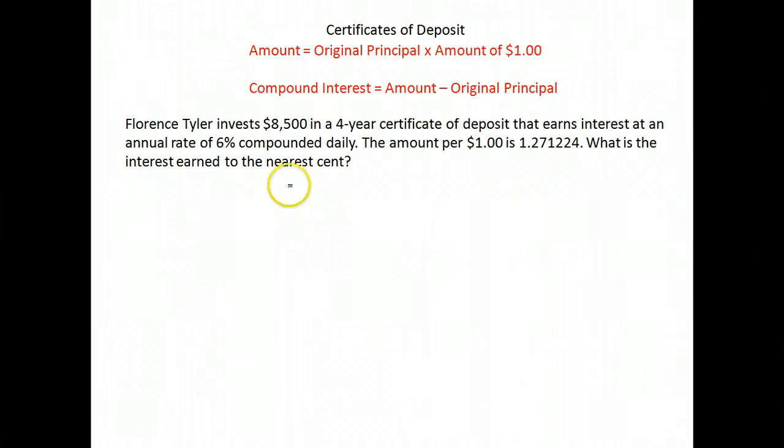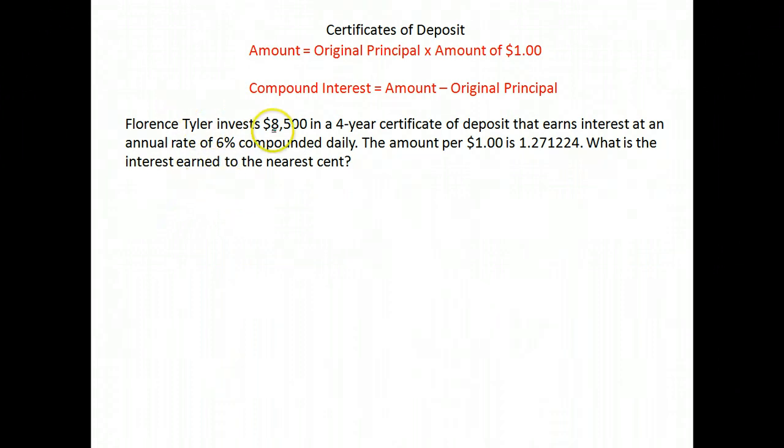Alright, so in this lesson we're going to talk about CDs, which are the abbreviation for a certificate of deposit. And a certificate of deposit is an amount of money that you put into the bank. You guarantee you will not take it out for 6 months or a year or whatever the terms are, and it earns a little higher interest than, say, a savings account or something like that.